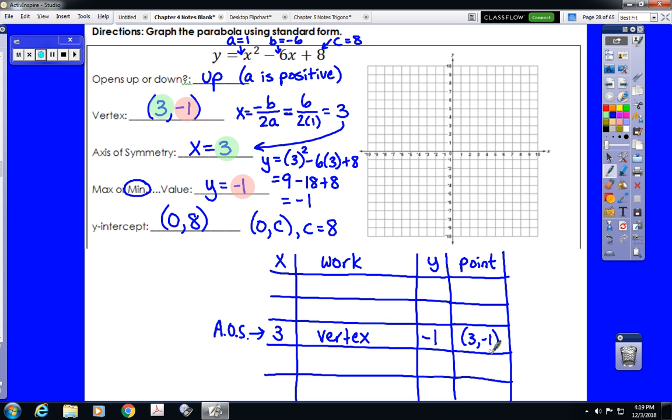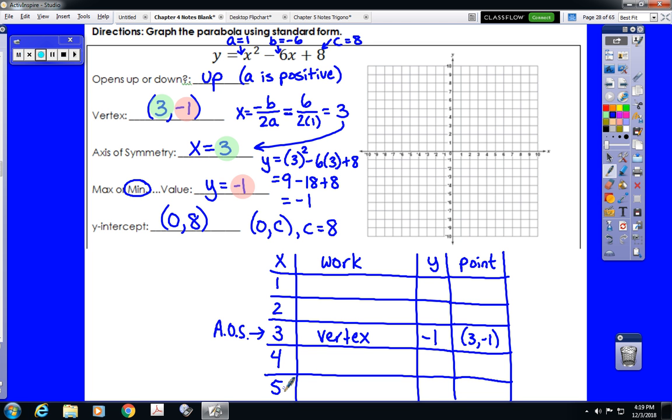Now, the beauty of parabolas is that they are symmetric. So if we put the axis of symmetry in the middle of our table, it cuts the amount of work that we have to do in half. So we should pick 2 points on each side of 3. Two numbers less than 3 could be 2 and 1. Two numbers greater than 3 could be 4 and 5.